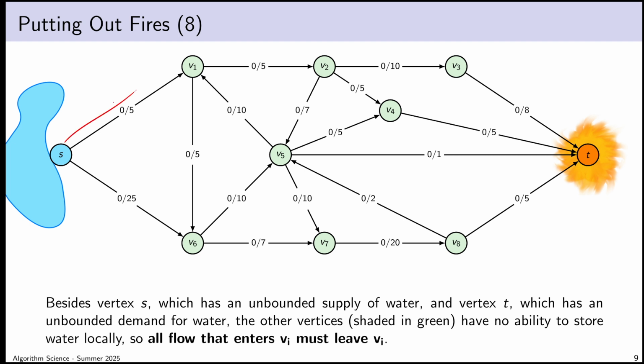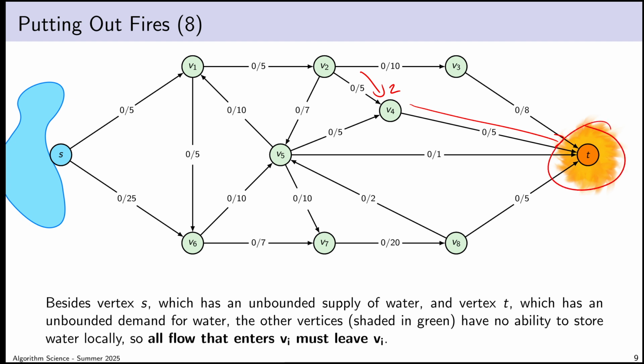So while I can take as much water as I want out of vertex S, I'm not allowed to take water out of a vertex like V2 or V5 unless I also bring that water in. So if I want to take 2 units of water out of vertex V1, I have to also bring in 2 units of water somehow from vertex S. And similarly, if I arrange for 2 units of water to arrive at vertex V4, there is no storage capability at vertex V4. I have to route the water onward all the way to vertex T, where of course it can be put to good use.